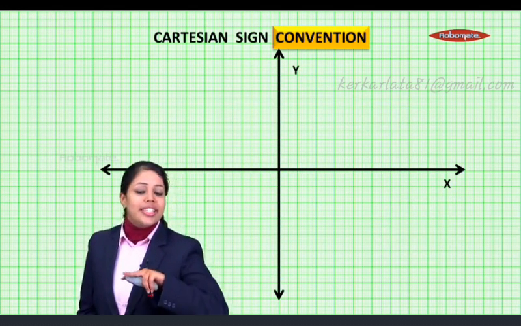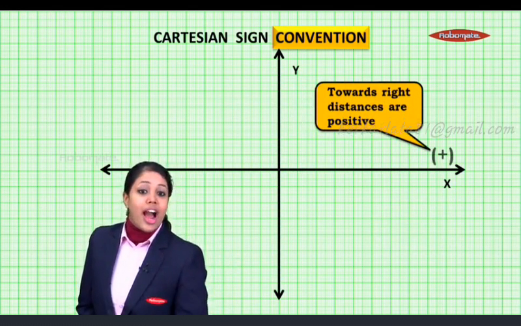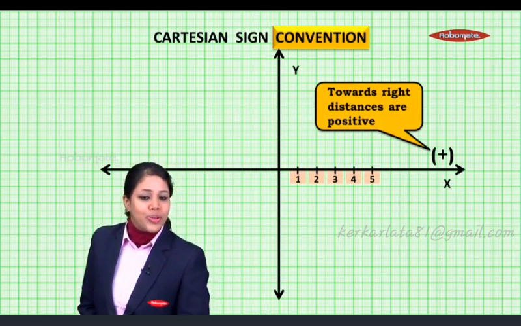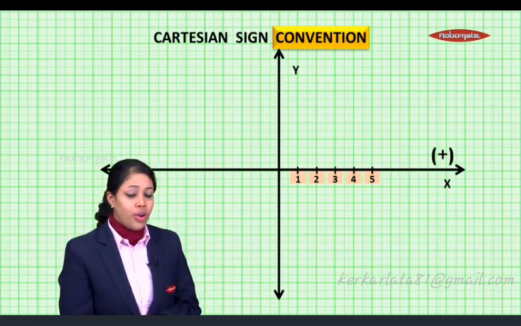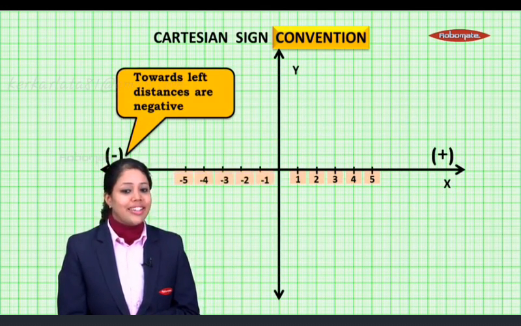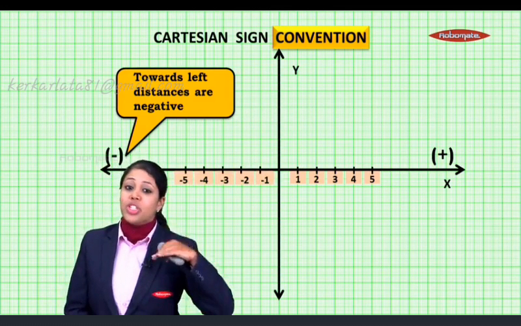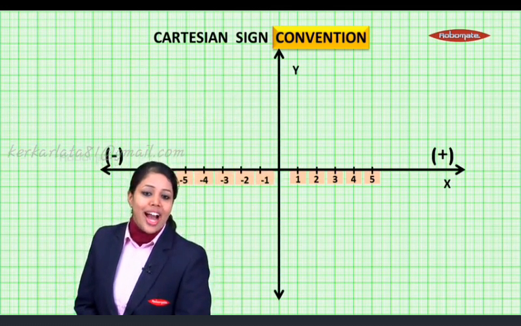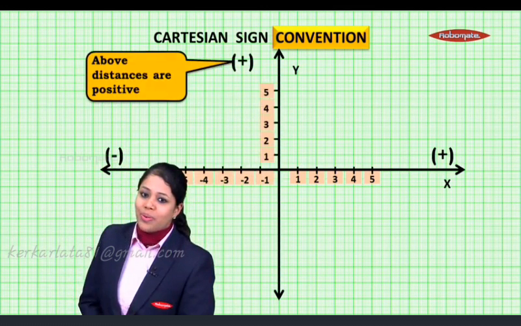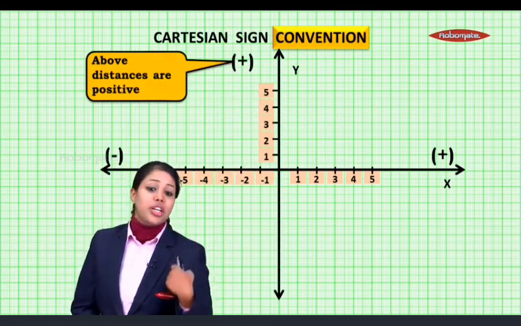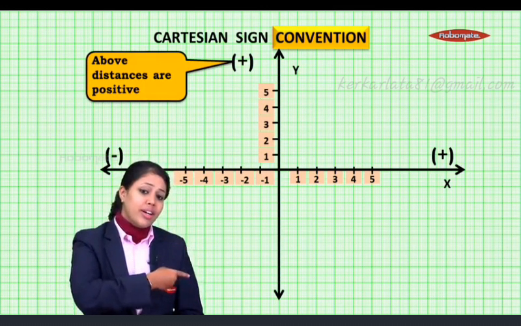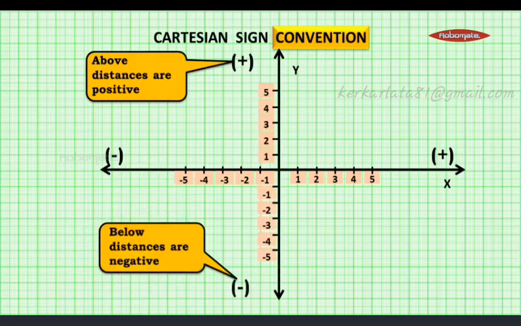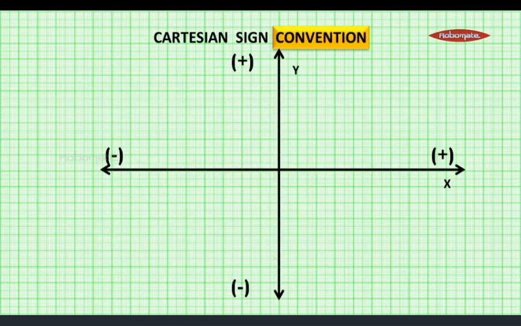Now, students, distances to the right of the origin are considered positive. Distances to the left of the origin are considered negative. Distances measured above the origin are considered positive, right? And the distances measured below, that is here, are considered negative. So basically, we have this positive and negative side on the x-axis and y-axis.